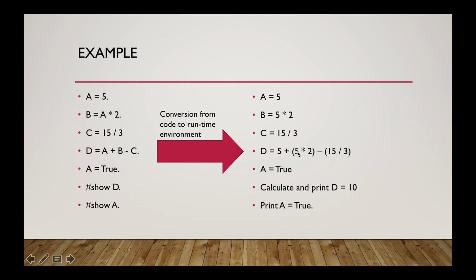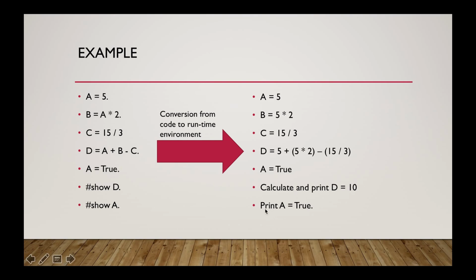The only time when we get the value is when we explicitly ask for it in line 6, which says hash show d, and then we evaluate the whole expression for d and calculate the value to be 10, and then we rewrite the value of d as 10 instead of that particular expression, so that we don't need to calculate it every time d is called.